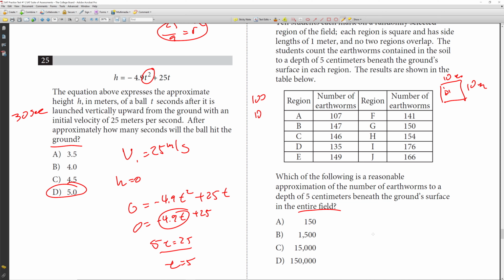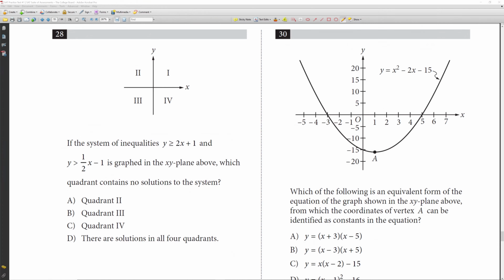Which of the following is a reasonable approximation of the number of earthworms to a depth of 5 centimeters beneath the ground surface in the entire field? So if you look, all of these are roughly 150-ish. So it's looking for the entire field. Because the ratio is 10, I've got to take this number and multiply by 10. So that means this is 1500. The answer in this case is B. In reality, this is a 30-second problem. Let's move on.